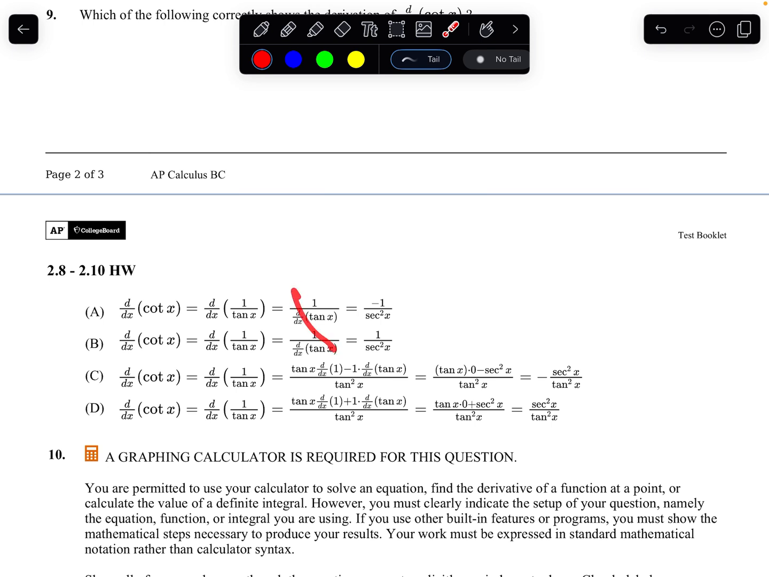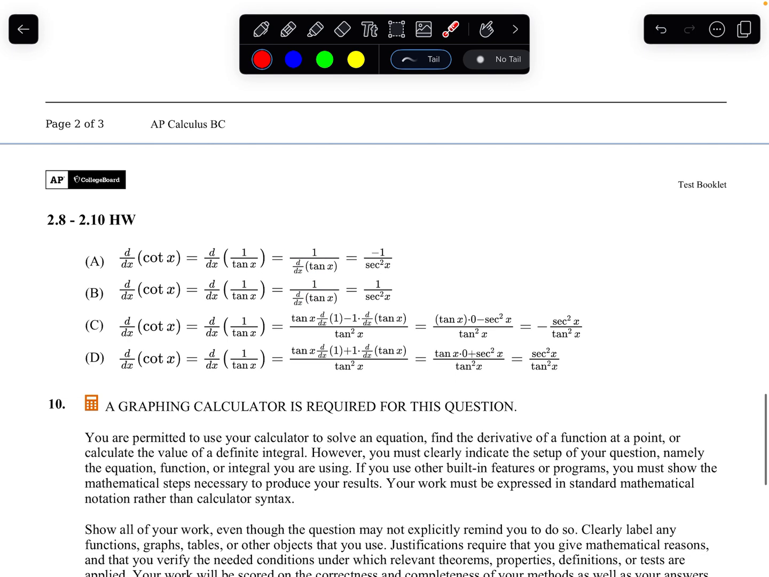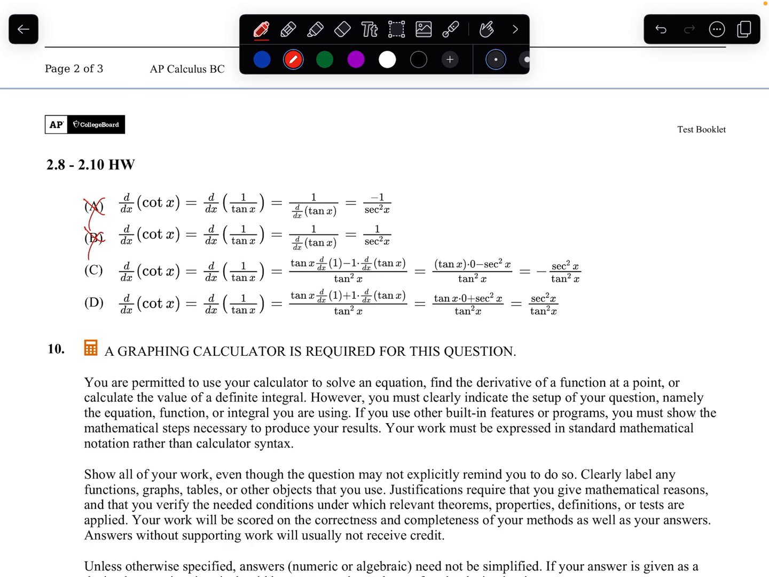Wrong. These two are wrong. So notice here that they said this is just going to be taking the derivative of tangent of x. Nope, that's so not true. You can't just do that because it's a quotient. So it's not going to be A or B. So it's got to be C or D.